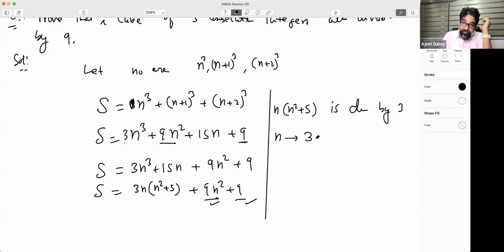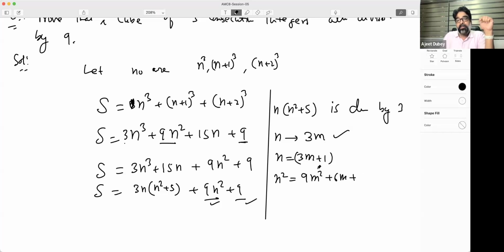n equal to 3m, this is true, no problem. Next, n equal to 3m plus 1. I'm going by that method, what he is saying, but still that is lengthy. If I put 3m plus 1, n square will be 9m square plus 6m plus 1. So n square plus 5 will be 9m square plus 6m plus 6, which is divisible by 3.